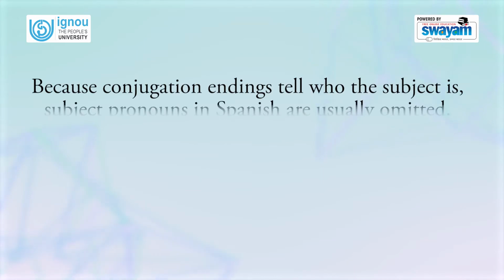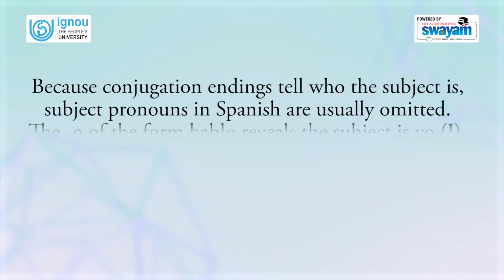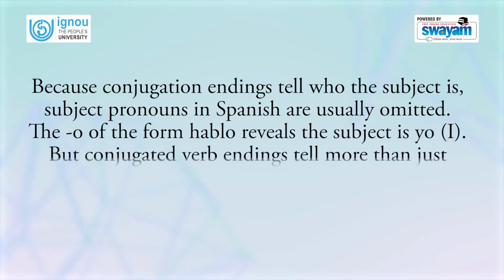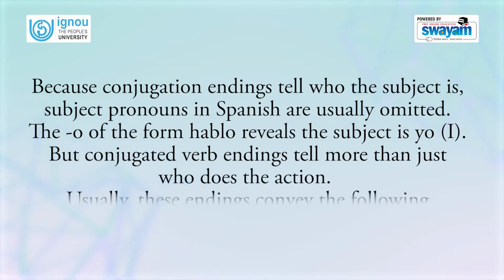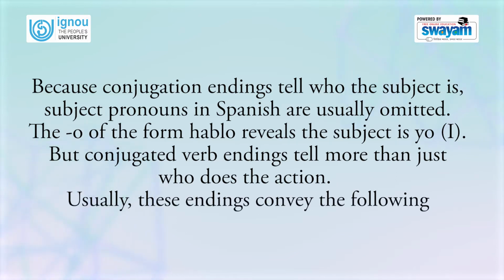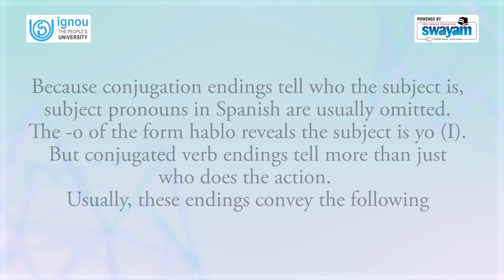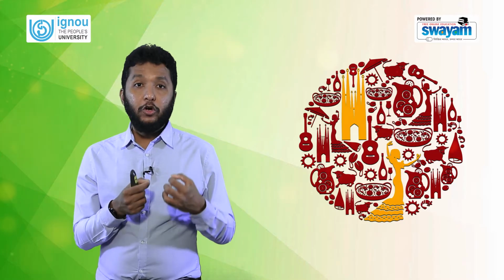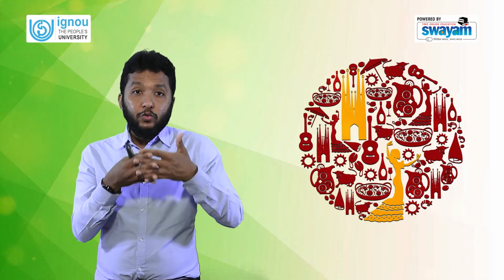Because conjugation endings tell who the subject is, subject pronouns in Spanish are usually omitted. Dear students, please make note of this fact. Atención. Ojo, please pay attention, right? The o of the form hablo in the example which you have seen reveals the subject is yo, but the pronoun is generally omitted unless it is used to distinguish the subject or to place emphasis on the subject. So otherwise, in Spanish, you won't really use yo hablo, you just say hablo because the verb would indicate who the subject is, right? But conjugated verb endings tell more than just who does the action.